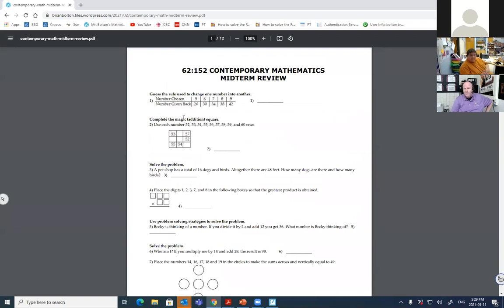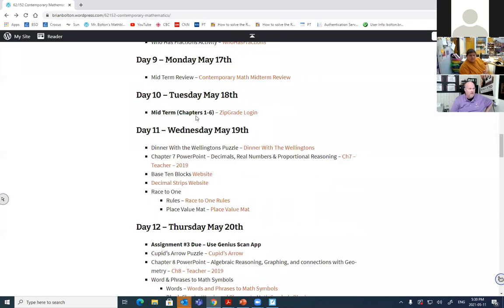So on the weekend, you can start working on your midterm review. So during that class on Monday, we're going to spend 2.5 hours working on the midterm review. So if you have questions, that's a great time. And then the midterm is on the Tuesday. And we'll do it just like ZipGrade. You log in, 50 questions again, so about the same amount of time. But the difference is this is chapters 1 through 6, whereas that last test we did yesterday was only 1 through 3.